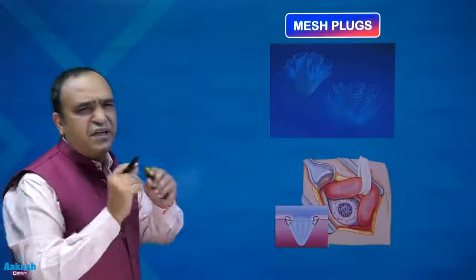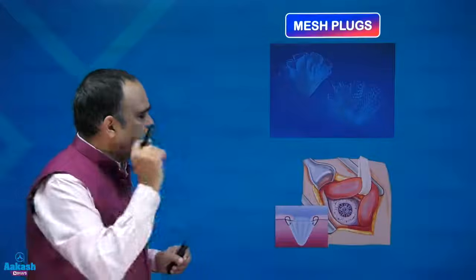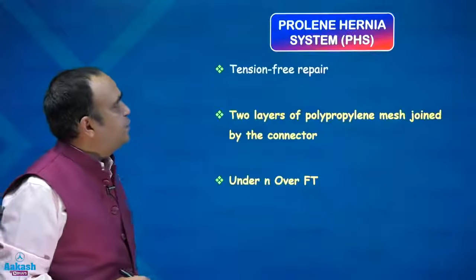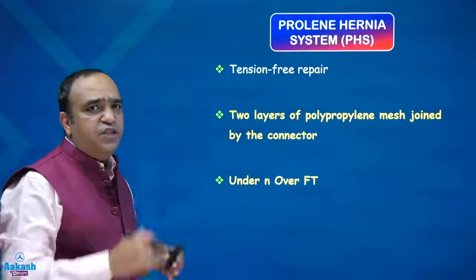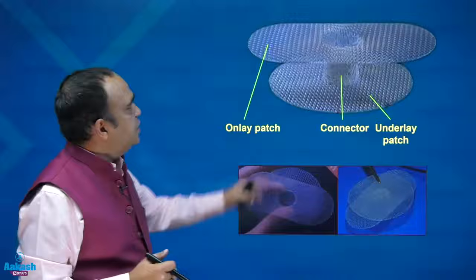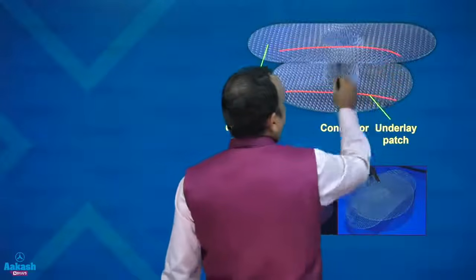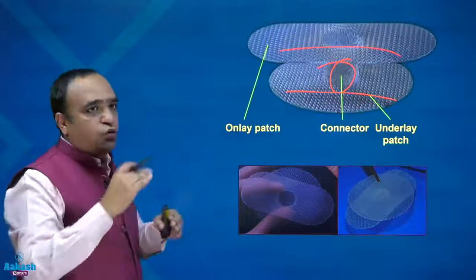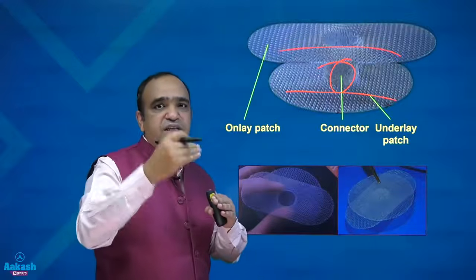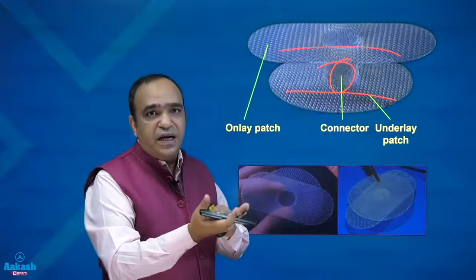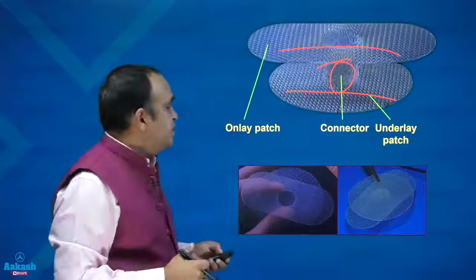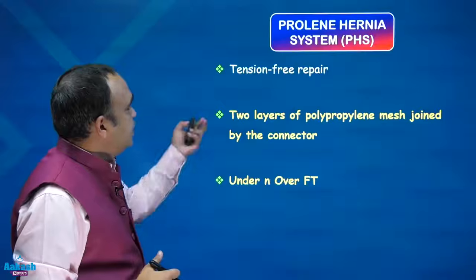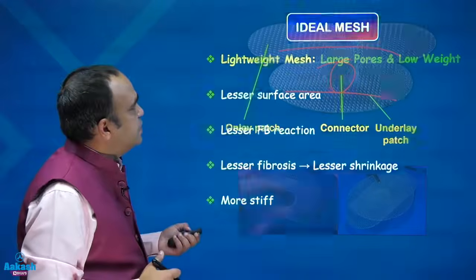Mesh plugs, for very small defects in the posterior wall, you can just insert a plug of mesh to close it, right? Prolene hernia system, it's again a different kind of mesh, 2 layers with a connector. Let me show you the picture. So 2 layers and a connector in between, right? So 1 layer outside the fascia transversalis, the connector through the defect, and 1 layer under the fascia. So it completely covers the defect both from outside as well as inside, right? So that's the advantage of the Prolene hernia system.